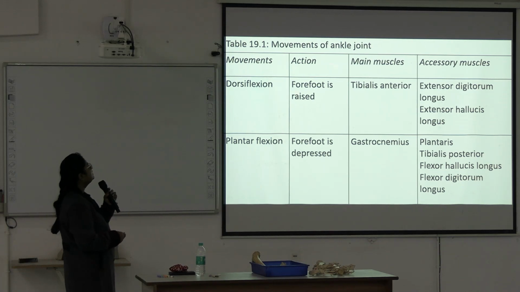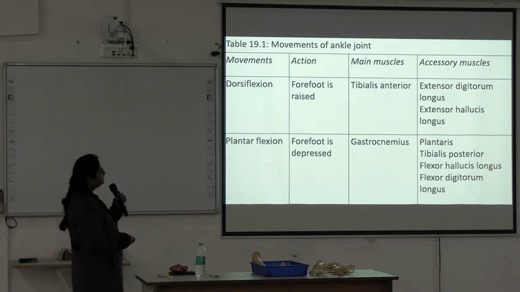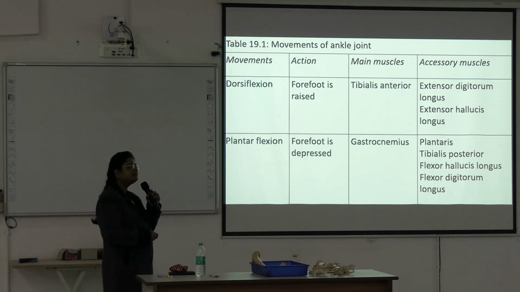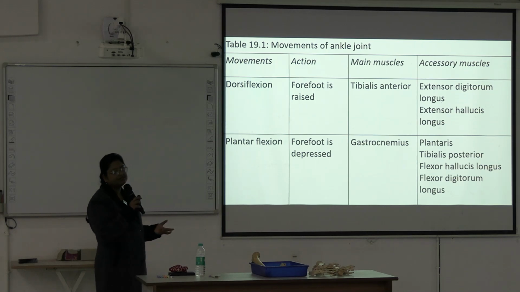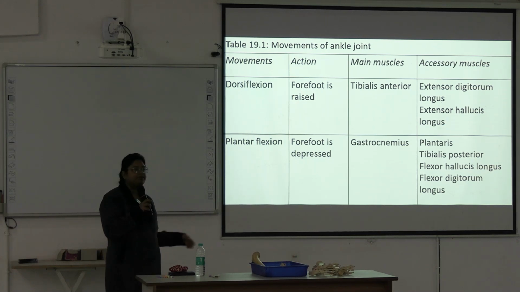So these are the two movements, dorsiflexion and plantarflexion. The forefoot is raised in dorsiflexion and depressed in plantarflexion. You can write it down like this: main or principal muscles involved, and accessory muscles. For dorsiflexion, the main muscle is tibialis anterior. For plantarflexion, the main muscle is gastrocnemius. The gastrocnemius and soleus tendons together form the tendocalcaneus, which is attached over the calcaneum. That is the main tendon for plantarflexion.